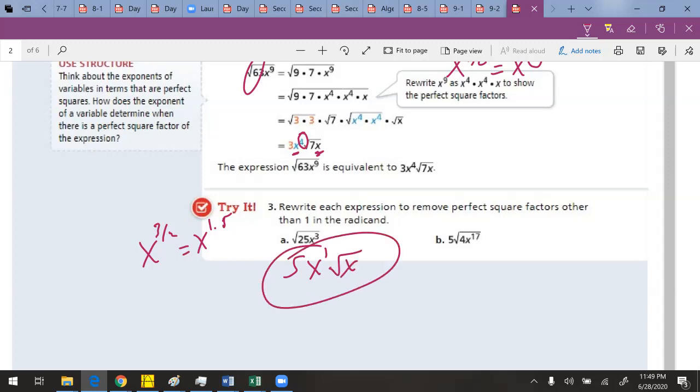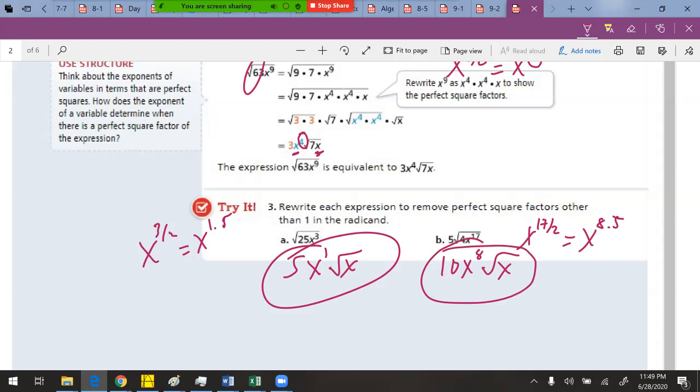We got it. Okay, same thing here. The square root of 4 we know is 2. So 5 times 2, that's how we get 10. But let's divide 17 by 2, okay? It's going to be 8.5. So there needs to be 8 x's on the outside and then an x left inside. We got it. Okay, that covers that there.